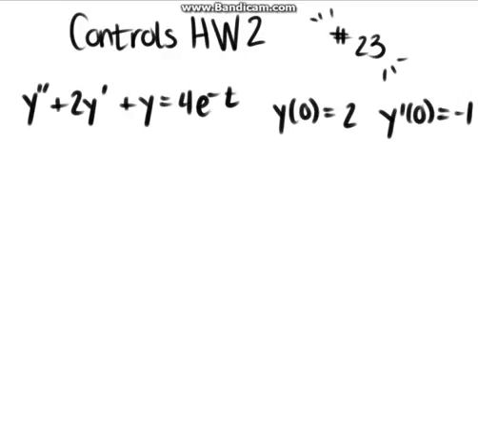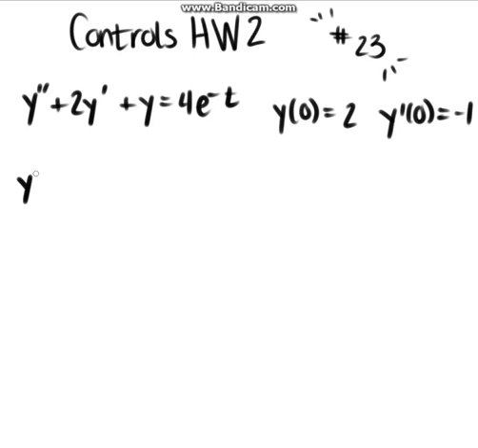Hey everyone, so I'm going to be doing number 23 from the controls homework 2, and number 23 is y double prime plus 2y prime plus y equals 4 times e to the negative t. Our initial conditions are y(0) equals 2 and y prime(0) equals negative 1. So I'm going to be solving this using Laplace transforms, and I'm going to start by doing the Laplace transform of the original equation. Simply, I'm going to do the first term.